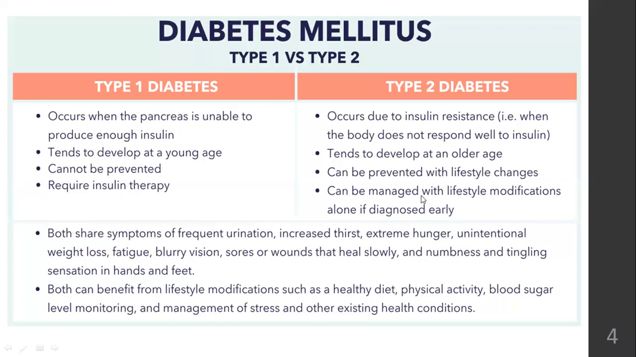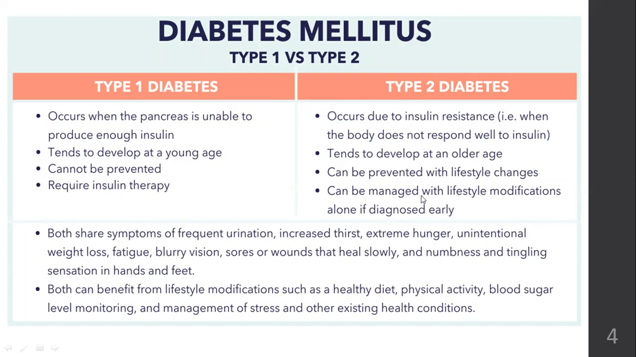In both situations you see frequent urination, increased thirst, extreme hunger, unintentional weight loss, fatigue, blurred vision, sores and wounds that heal very slowly, because high glucose level will not allow wounds to heal immediately. There is also numbness and tingling sensation in hands and feet.